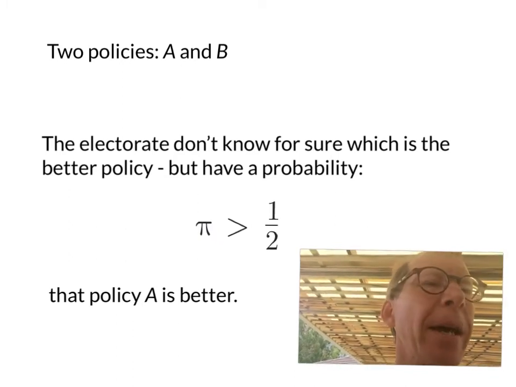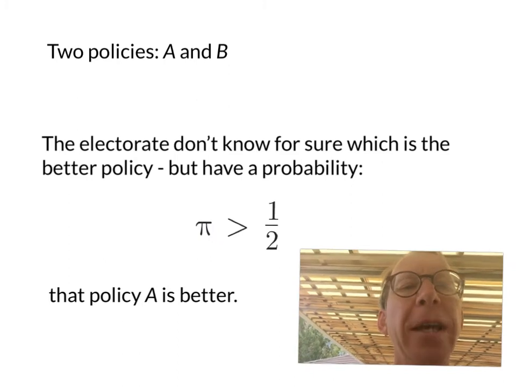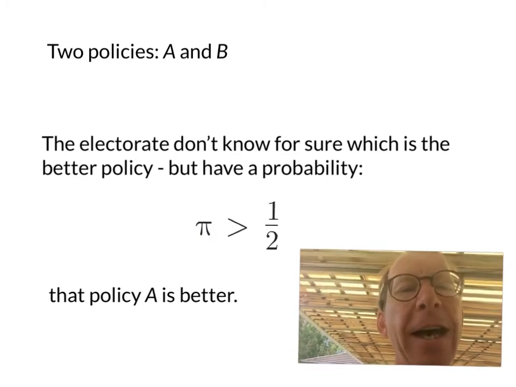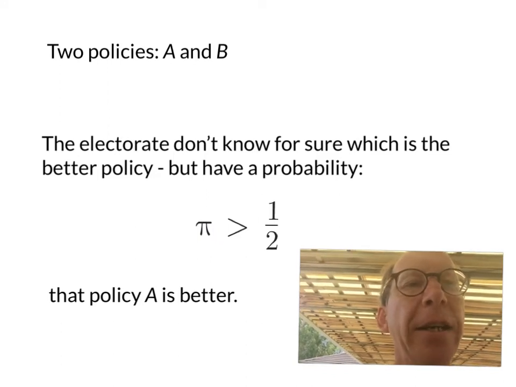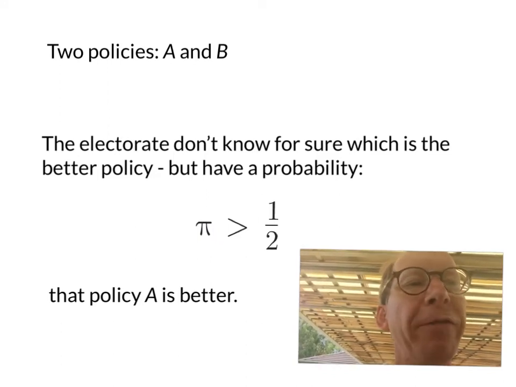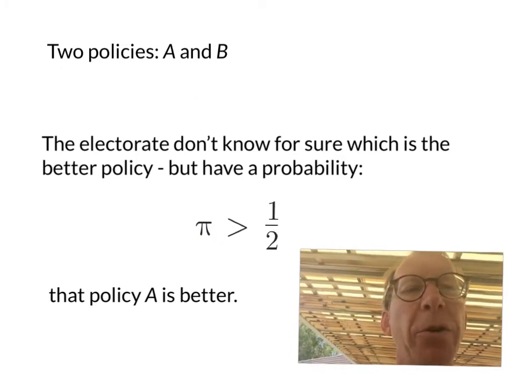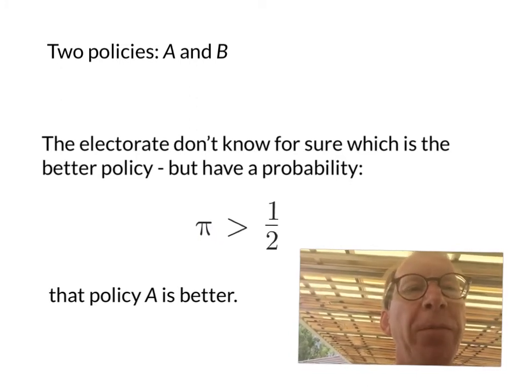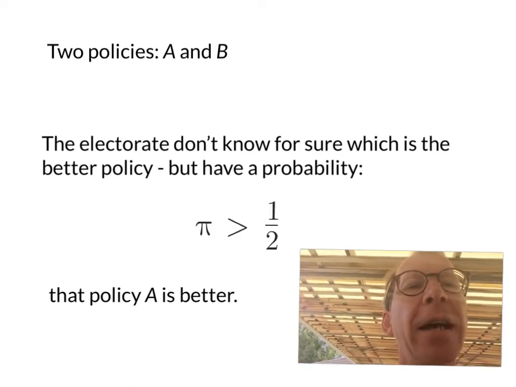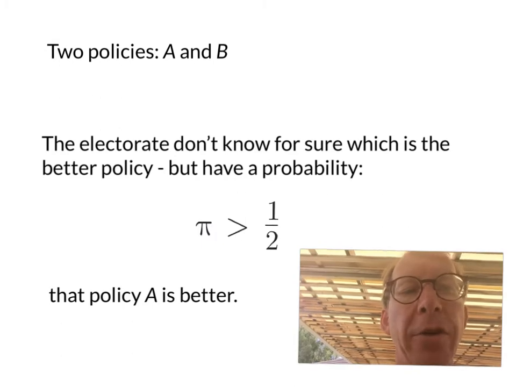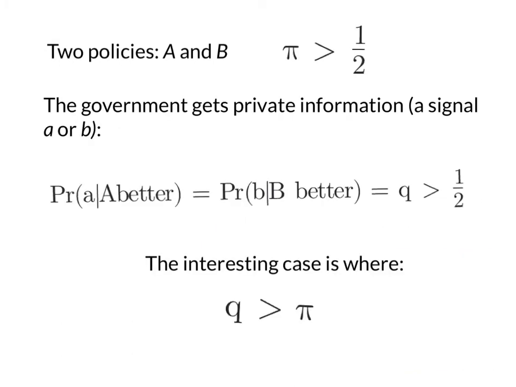Or another way to think about it is that if you took a random sample from the population and asked, should the government have a hard or a soft lockdown as we enter this second wave, more than 50% of the respondents would say hard lockdown, and less than 50% would say soft lockdown. We can think of that pi as being that share of the population who prefer the hard lockdown, who think that's the better policy. The government, however, has private information.